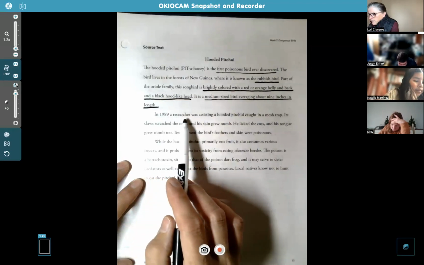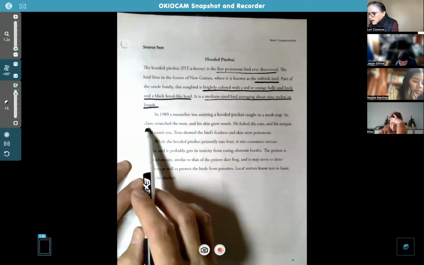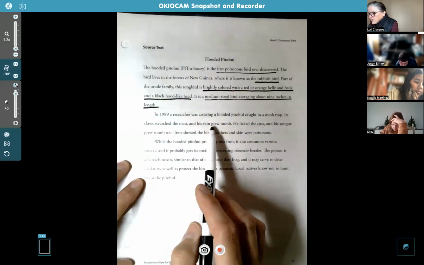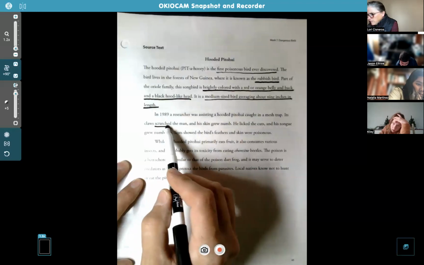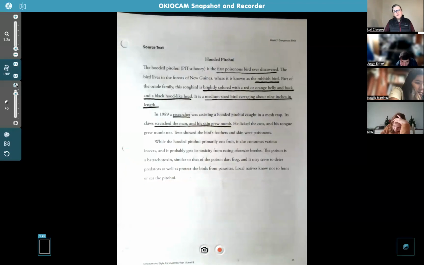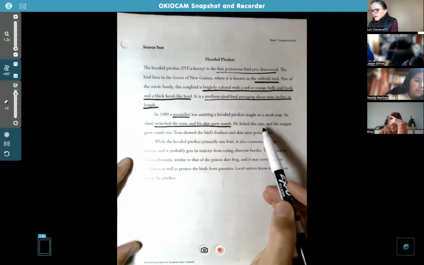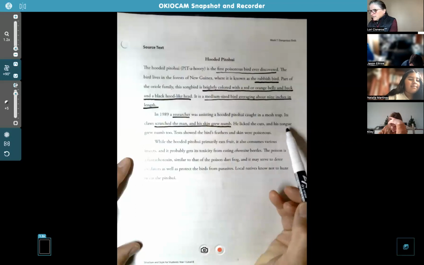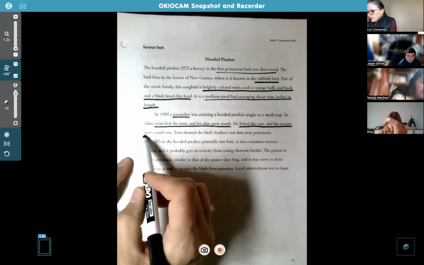In 1989, a researcher was assisting a hooded pitohui caught in a mesh trap. Its claws scratched the man, and his skin grew numb. Weird, interesting. Scratched the man, and his skin grew numb. I'm also going to underline that word researcher, so I know who I'm talking about here. He got scratched, and his skin grew numb. That's weird from a bird, okay? He licked his cuts, weird, and his tongue grew numb too. Okay, super weird. Licked his cuts, tongue grew numb.